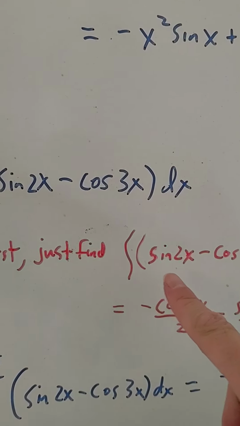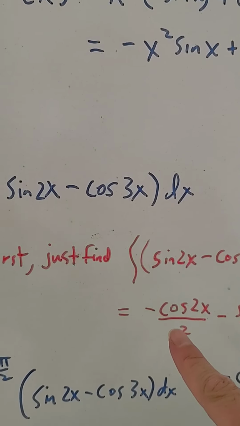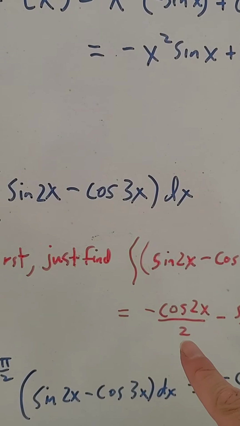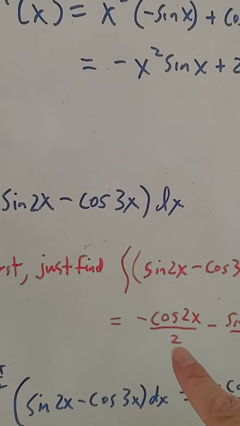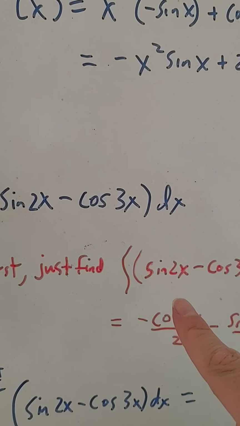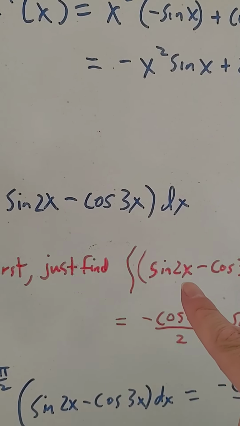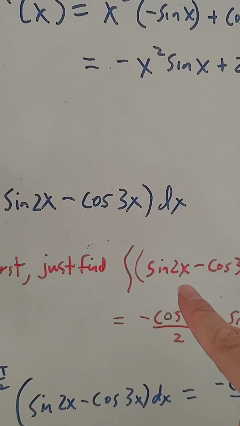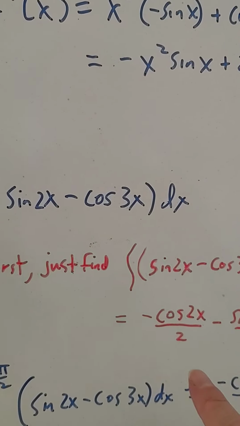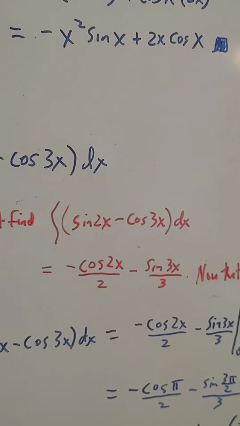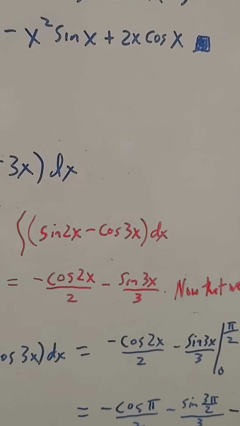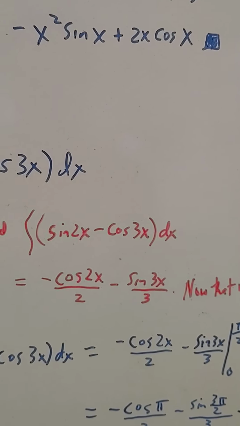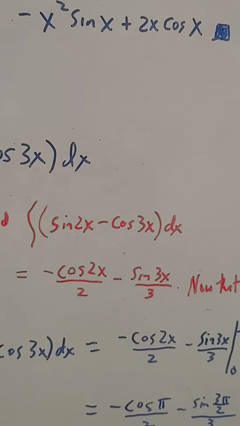The integral of sine 2x is minus cosine 2x over 2. If you don't like that shortcut, you can find this integral by letting u equal 2x. Do that u substitution, and you'll get this same answer. And then minus the integral of cosine 3x, which is sine 3x over 3 for the antiderivative.